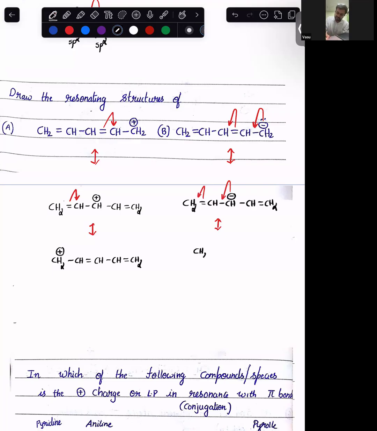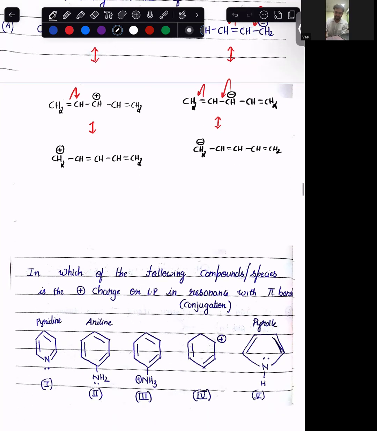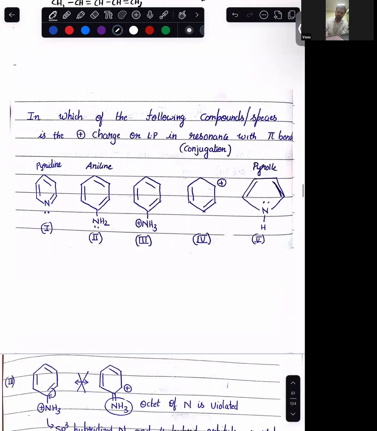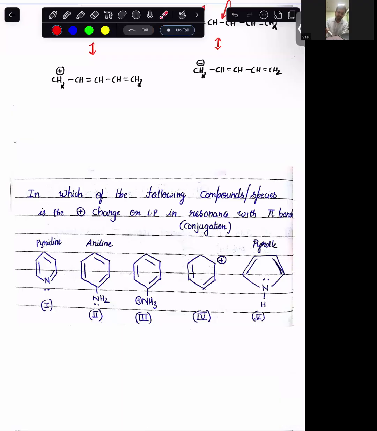You have CH2 negative, CH double bond CH bond CH double bond CH2, right? And then fine. Okay, solve this question. In which of the following compounds or species is the positive charge or the lone pair in conjugation with the pi bond?